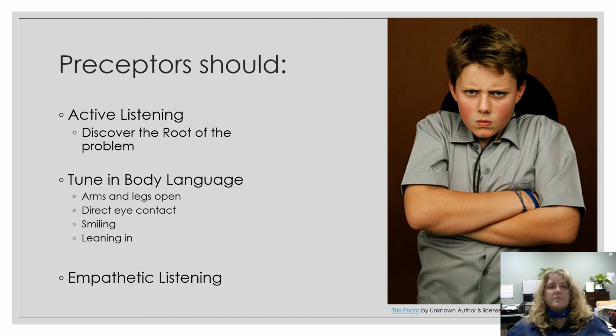As preceptors, when we encounter students that are experiencing a problem, or we can tell that they're not as engaged as they should be, or maybe something's a little off with them, we need to start engaging that active listening skill. We want to try to discover the root of the problem. Even if they're having trouble with a certain skill set, actively listen to them, hear what they're telling you. You may be able to identify where the problem started.